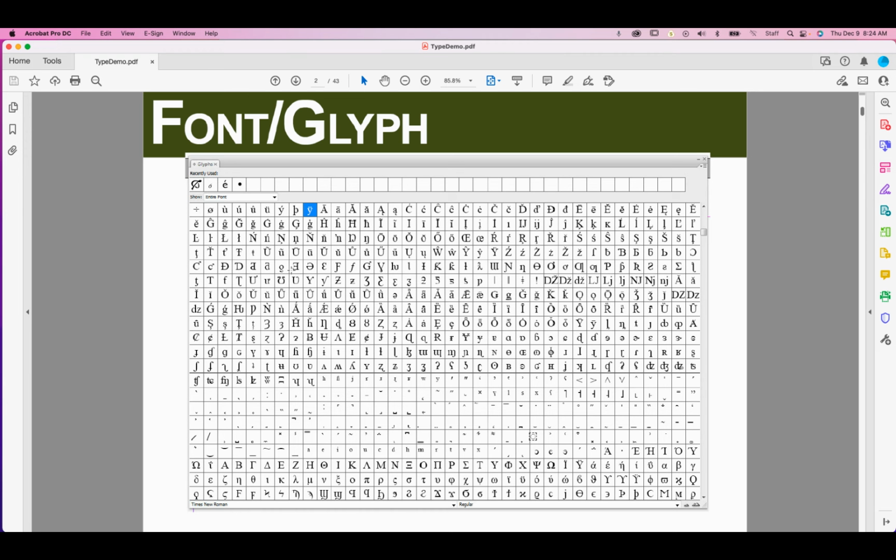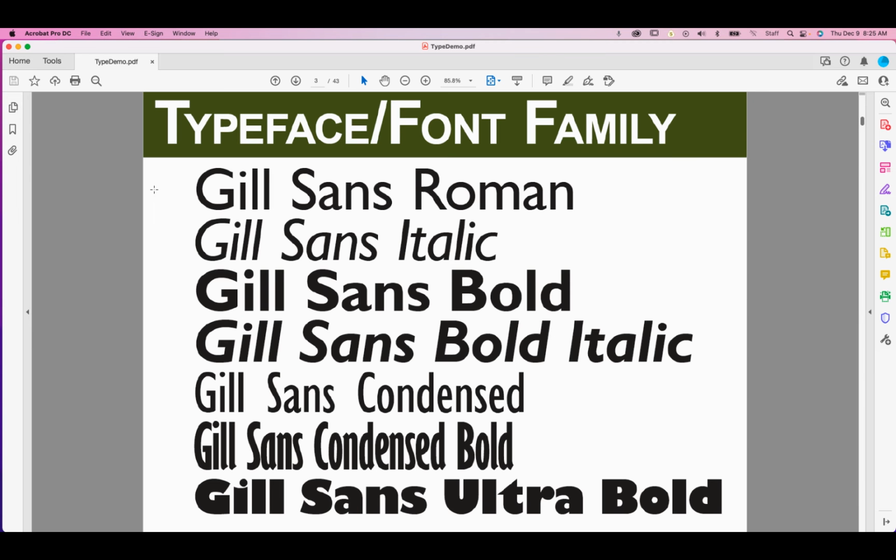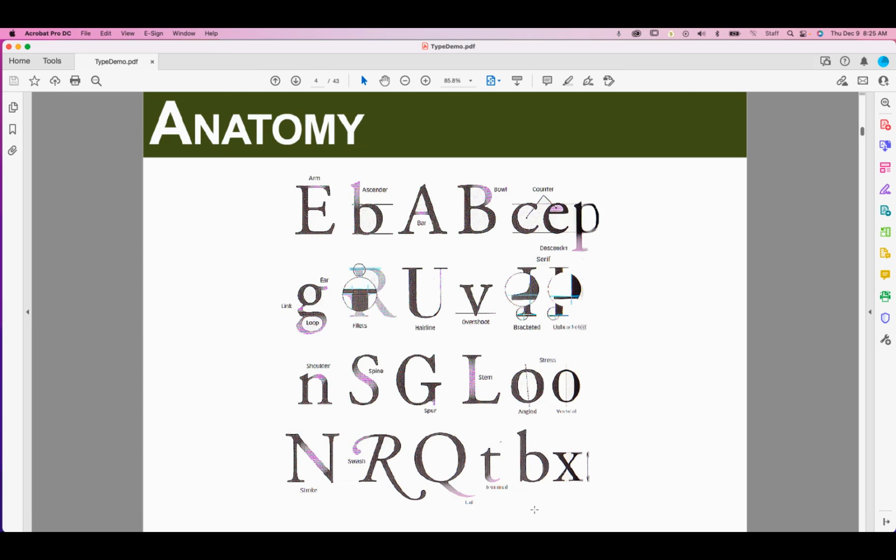Glyphs are every single character that's available within an individual font. Now, there are typefaces, like you would think font that you could bold and italic it. It's actually the typeface is all of these. The font is each individual style that's in here. So this is one font family that has the Roman font, the italic, bold, bold italic, condensed, ultra bold. There's a lot of others, but just kind of gloss over that.